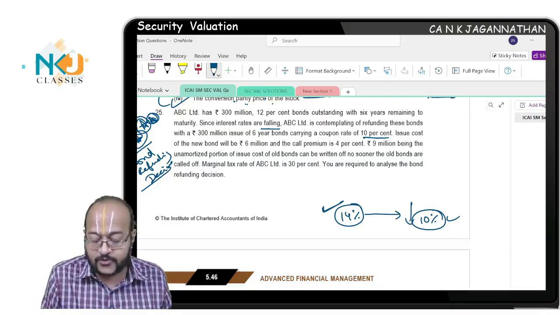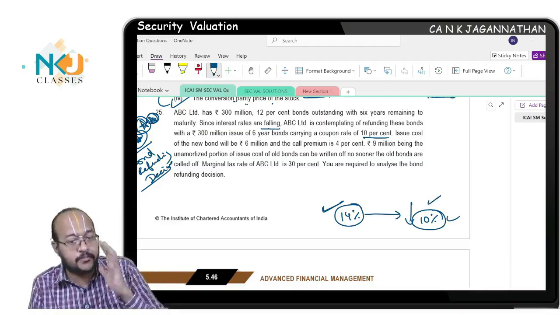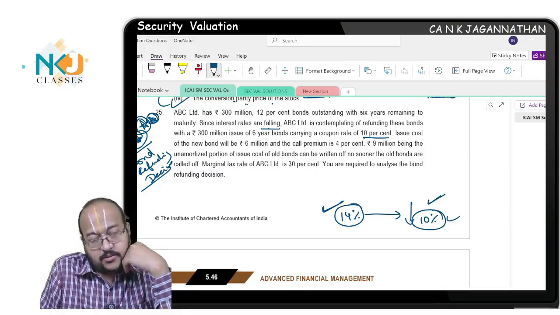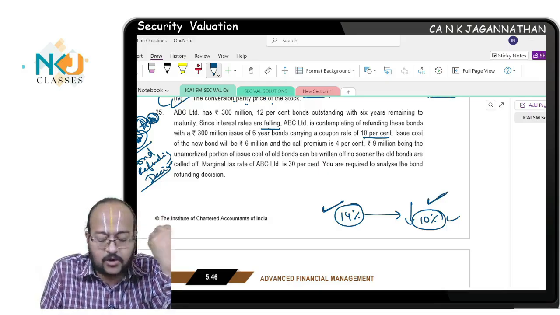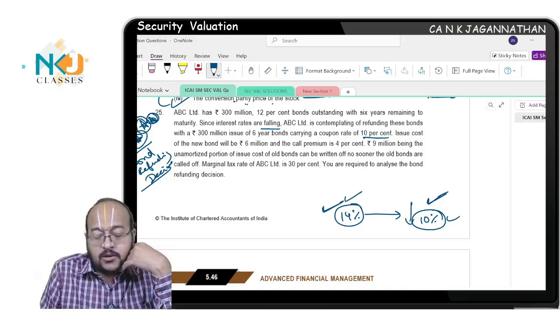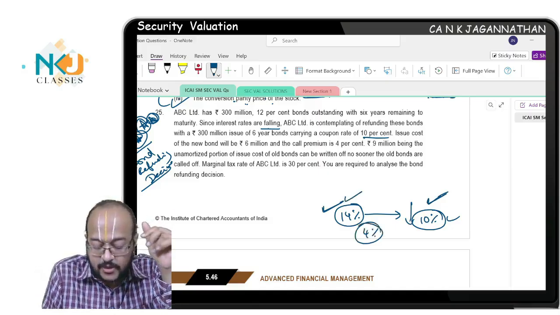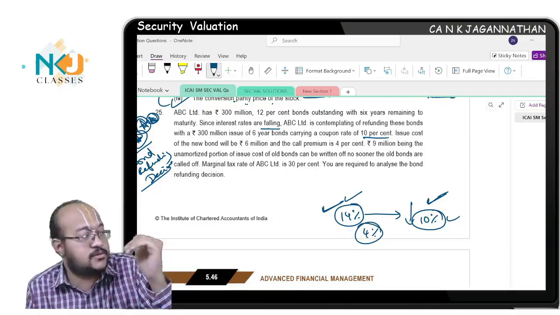But what happened? After a few years, the interest rate dropped to 10%. If I issue these long-term bonds today, I would issue them at 10%, but since I already agreed at 14%, and the current market interest rate is much lower, I am losing 4% interest by issuing these bonds. I have to pay additional interest. This is a loss to the company.